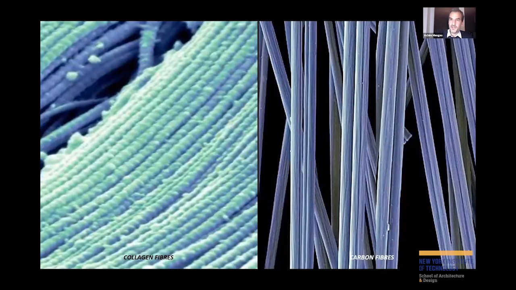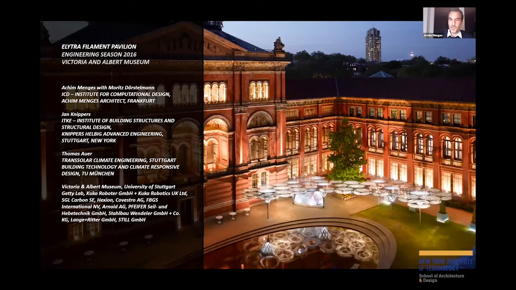What is also interesting is that if we look into these kinds of fibrous materials, we can see that in nature, almost all load-bearing structures are actually made from fibers: collagen fibers, chitin fibers, or cellulose fibers. In that way, we can transfer a lot of morphological principles from nature into fibrous structures in architecture. This is something I want to quickly show you along two examples.